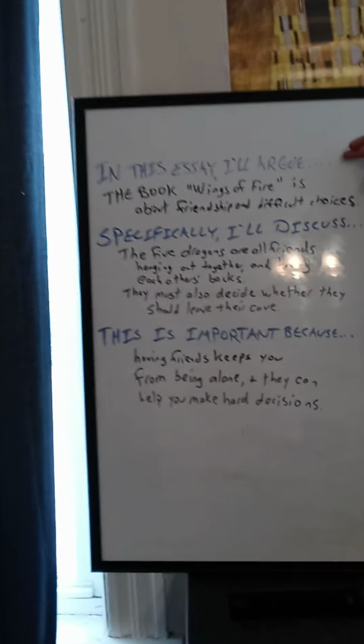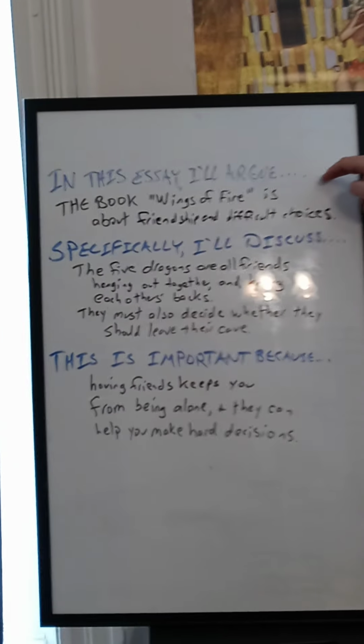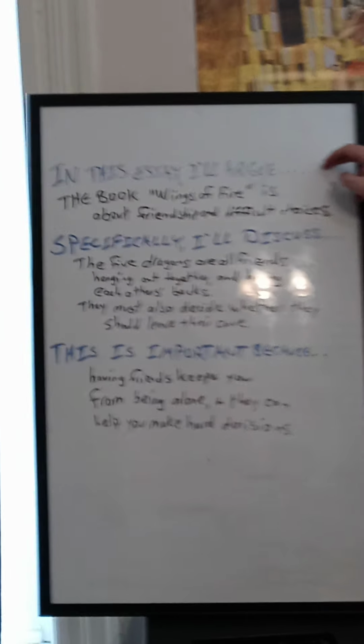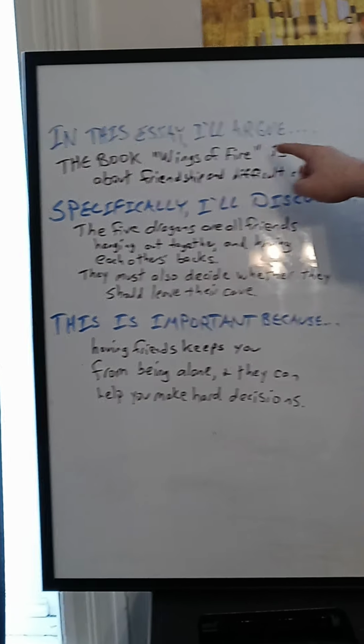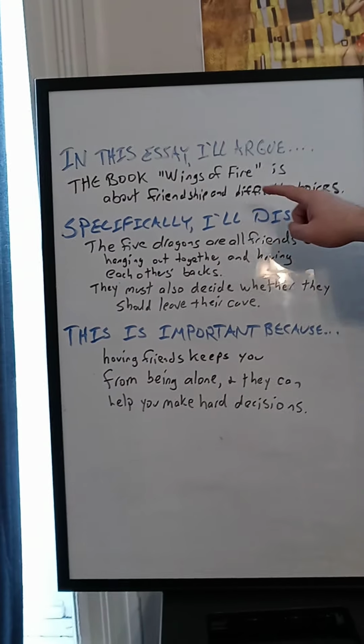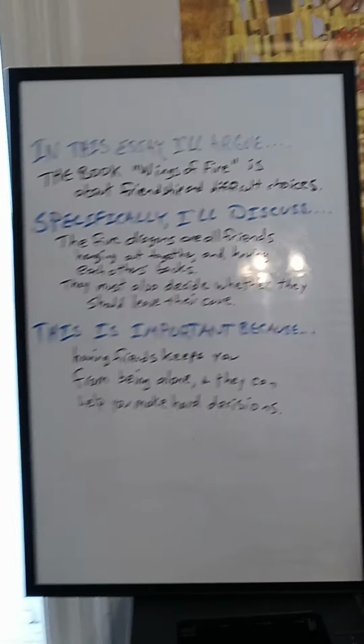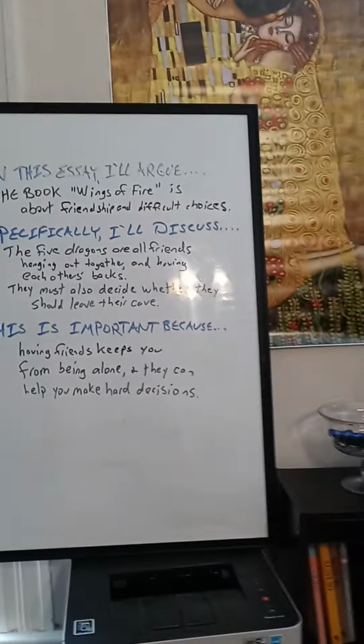My son is currently reading a book called Wings of Fire, so we're going to use that text as an example of how to fill out our signposts, or our thesis statement. Here you have the signpost: in this essay, I'll argue. This is the stance, your opinion. The opinion of the book is, in this essay, I'll argue the book Wings of Fire is about friendship and difficult choices. It's a pretty easy, simple thesis statement, or the beginning of one.